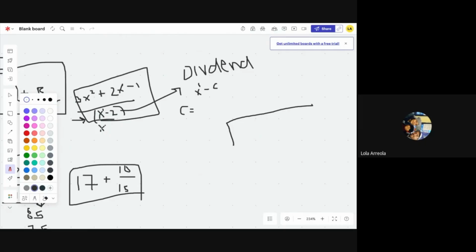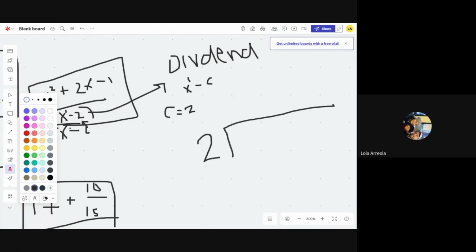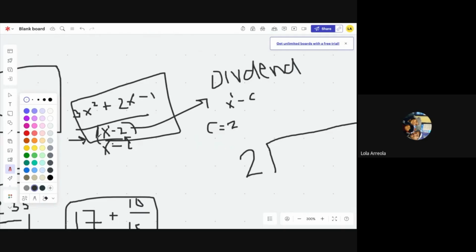So what does c equal in this case? Well, let me just line it up. x minus c. So c is clearly equal to 2. Once I've identified my c, I put it right here outside the box. This is basically the divisor, but this entire thing, x minus 2, is actually the full divisor.